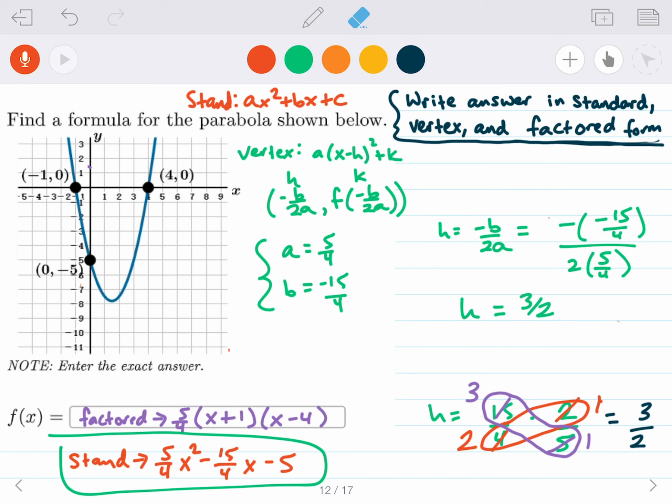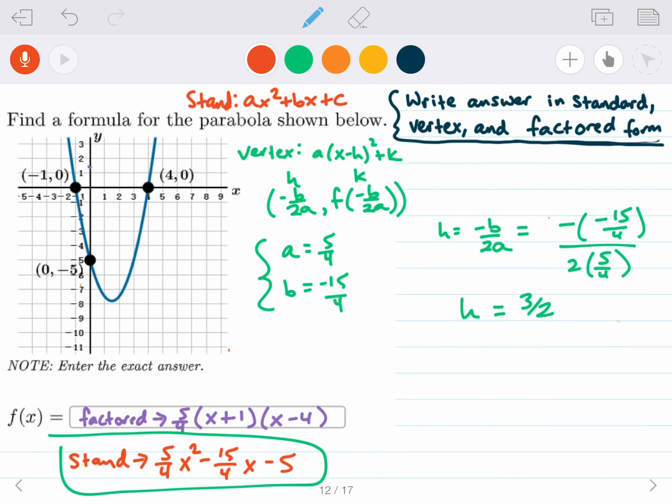To figure out what k is in our vertex, we just put 3 over 2 in our function. And we see our function down here. So k is equal to 5 over 4 times 3 over 2 squared minus 15 over 4 times 3 over 2 minus 5. Again, I'm just evaluating the function at 3 over 2 because that's my h. We want to figure out the corresponding y value there to get k.